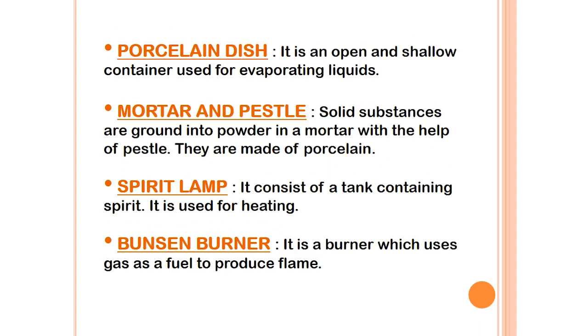Mortar and pestle. We can grind solid substances into powder with the help of a pestle. They are made up of porcelain. Spirit lamp. Spirit lamp consists of a tank which is made up of glass or steel and it contains spirit. It has a neck through which the cotton wick passes. This wick soaks up the spirit and then burns when it is lighted. It is used for heating. Bunsen burner. It is a burner which uses gas as a fuel to produce the flame. It is also used for heating.